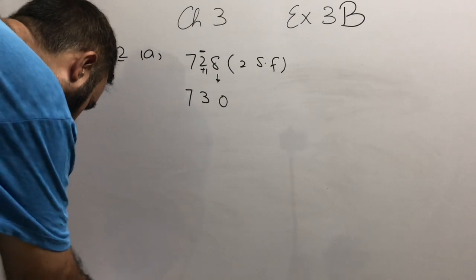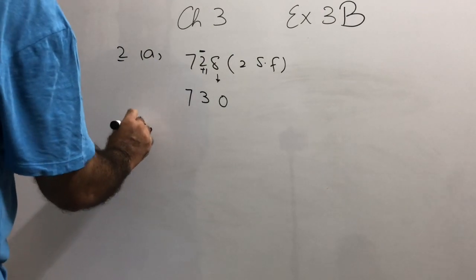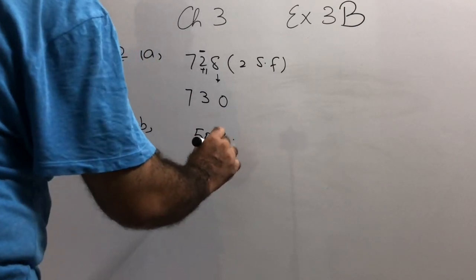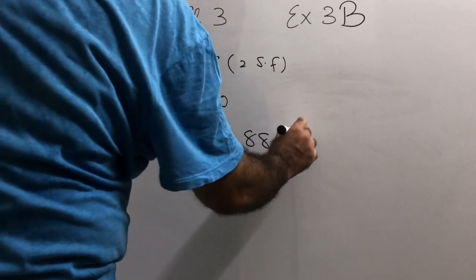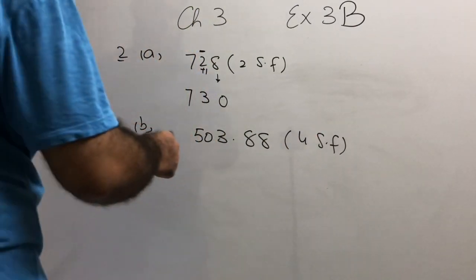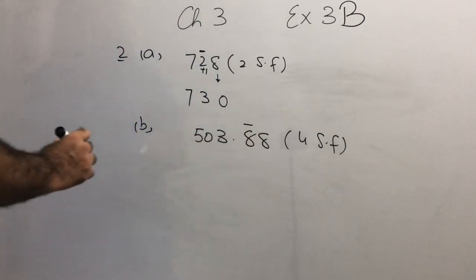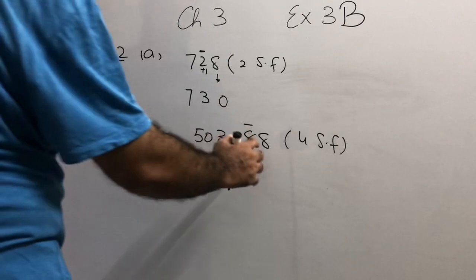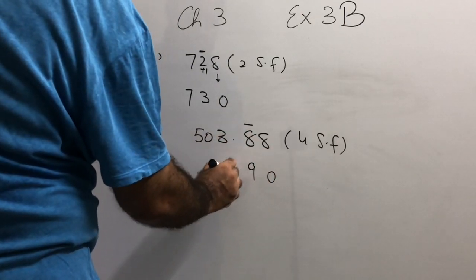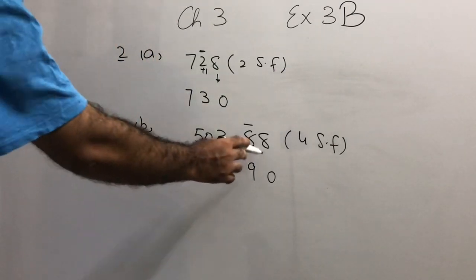Now we will be doing part B. Part B is 503.88. This is to 4 significant figures. So we need 4. 1, 2, 3, 4. Okay, so we need to round it off first. This 8 becomes 0. This is greater than 5, so it becomes 9. These remain the same. So 503.90, it has 1, 2, 3, 4 significant figures.